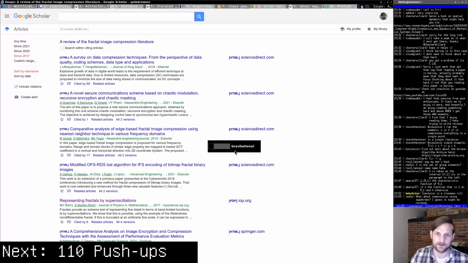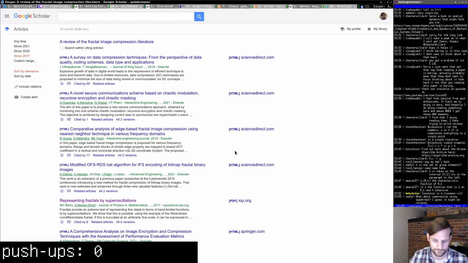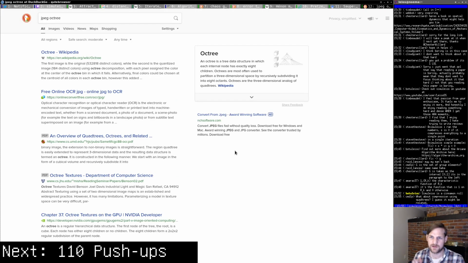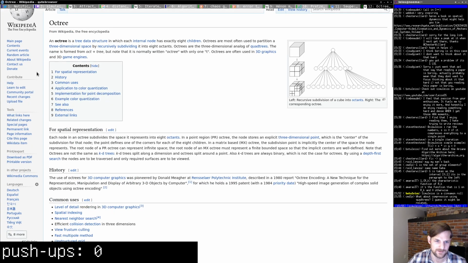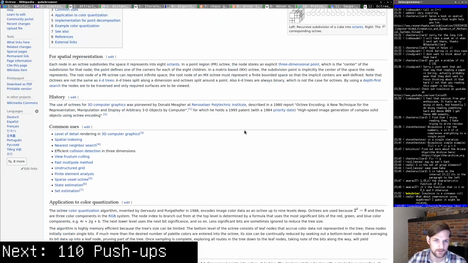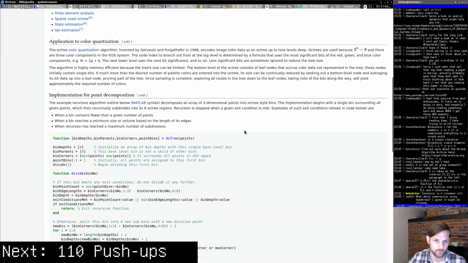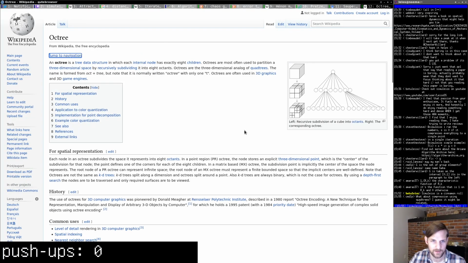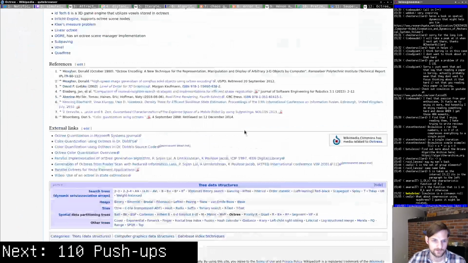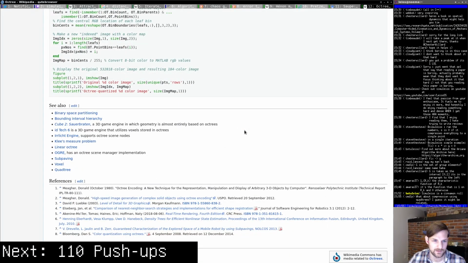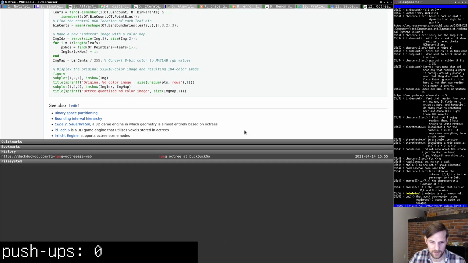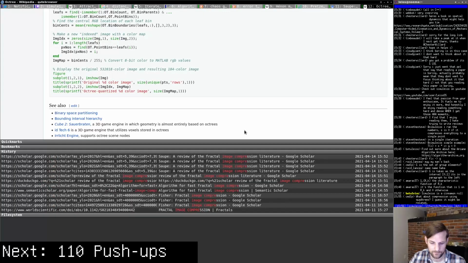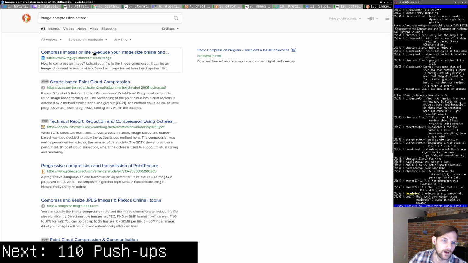There definitely are related ways to do compression via quad and oct trees. In fact, I think that's what JPEG does, doesn't it? Oct tree. Because I think it creates an RGB color space, and then it does some form of color quantization for that. Let me just see what we have here. In 3D computer graphics. I want to say this is what they use for JPEG. Maybe not. Maybe if I scroll down, it will say. Binary, linear octree, voxel, quad tree, JPEG, image compression, octree. Let's see what we got. Octree-based point cloud compression, compress images online.